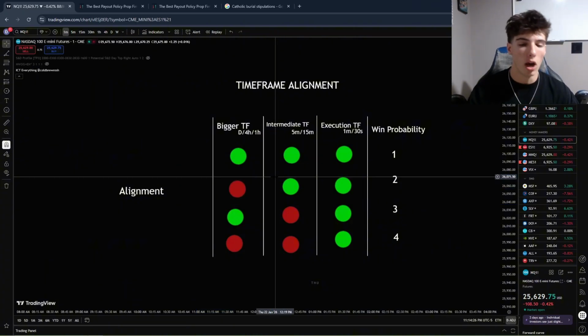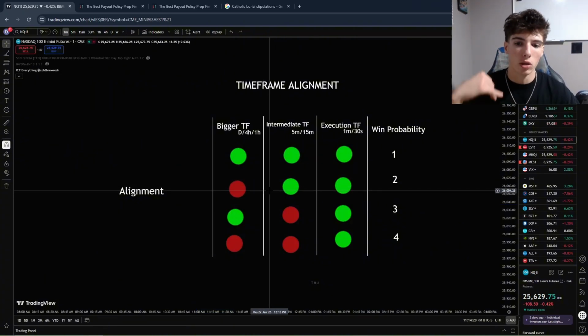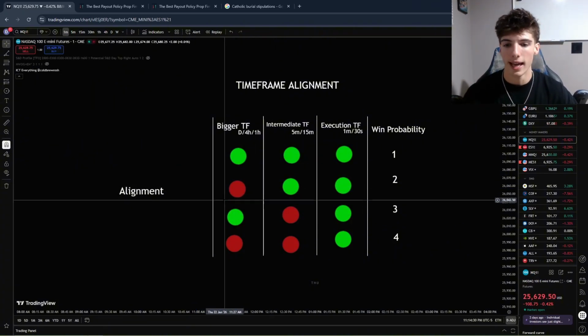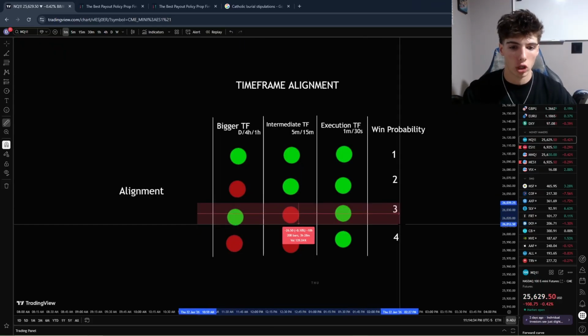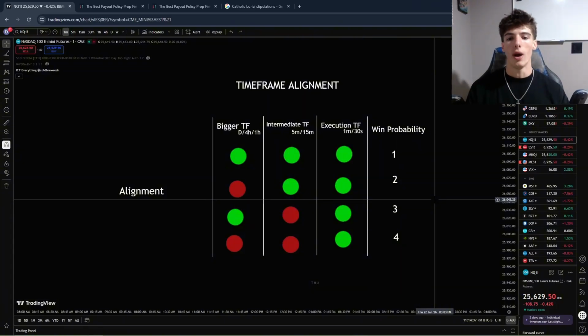So check this out. Number 2 is going to be that intermediate and execution aligned, but not the bigger, right? Because we can still scout moves in the 15 minutes bullish, but the 1 hour might be bearish, right? Something like that. Secondly, or thirdly, we're going to be having bigger time frame and execution aligned, but that intermediate is not. Why is that?